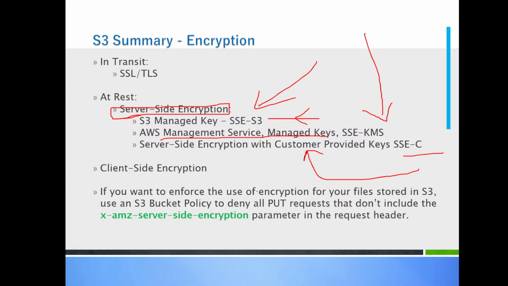If you want to enforce the use of encryption on your file system stored in S3, use bucket policy to deny any object request that doesn't include the x-amz-server-side-encryption parameter. So if you remember, if we want to enforce that every person should upload a file with the encryption parameter enabled, and you are not passing the encryption parameter, then the request will fail. That is a deny policy. You have to create a bucket policy with deny if encryption is not available.